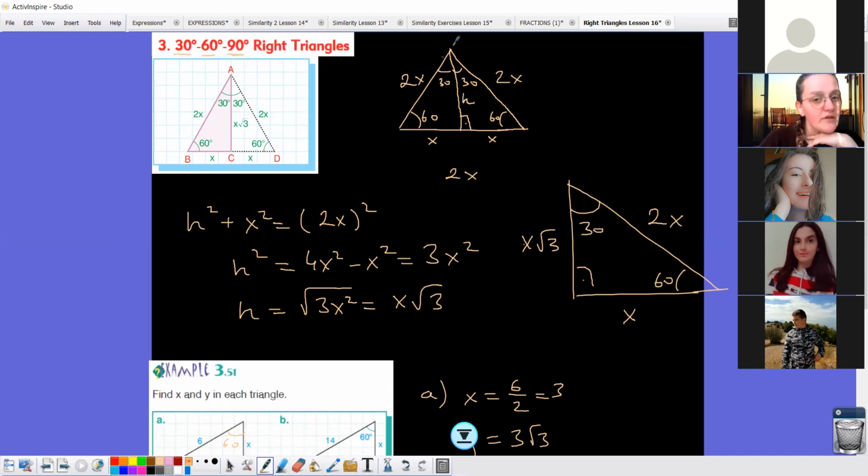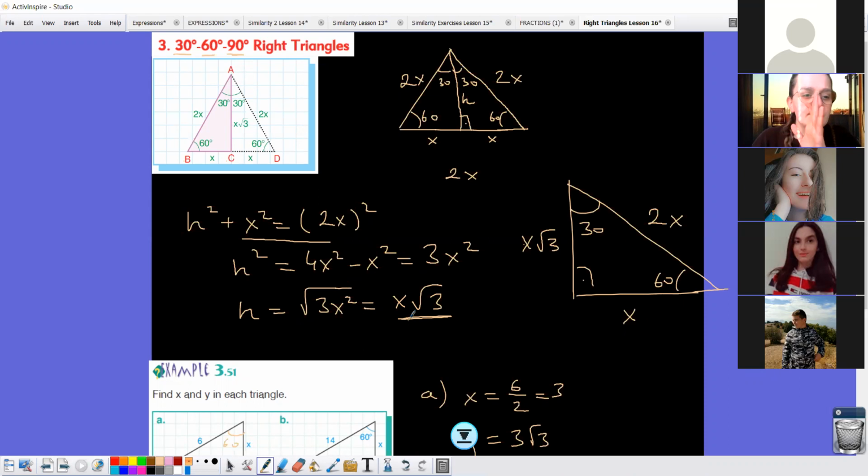Here we have the hypotenuse 2x, and one of the legs is x, and I'm trying to find the other length, the height, in terms of x, using the Pythagorean theorem. h squared plus x squared is equal to (2x) squared. Are we clear with this? Yes. From here, I find that h is x root of 3. Is this one okay?